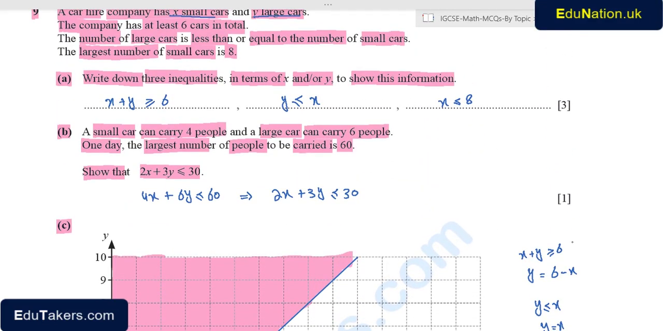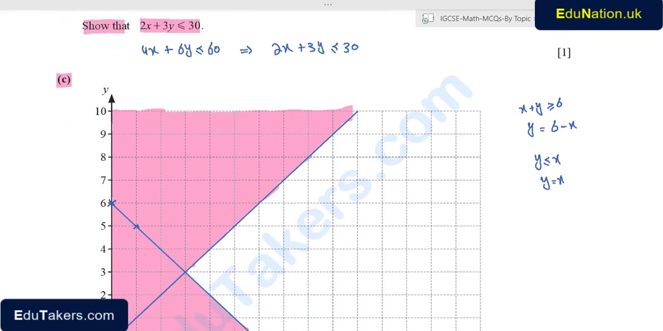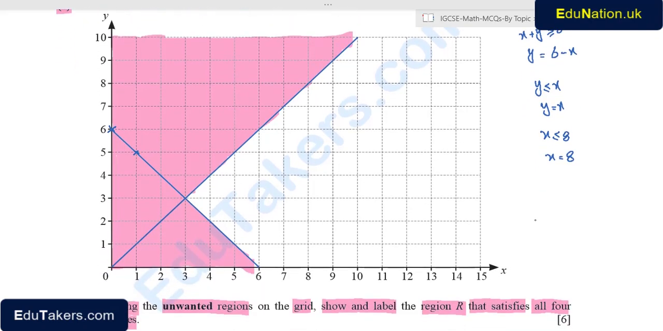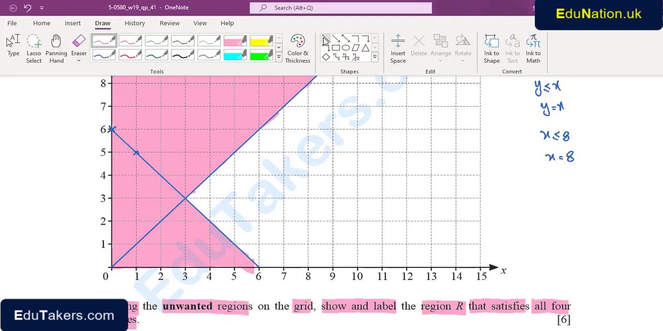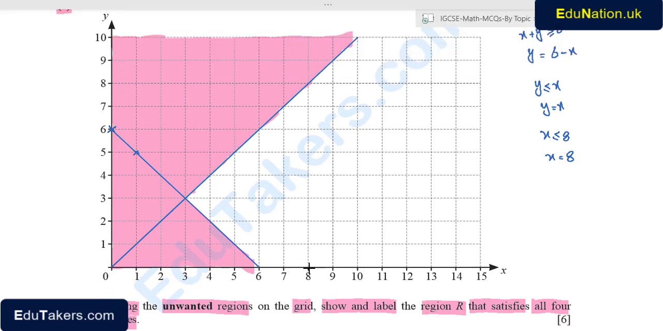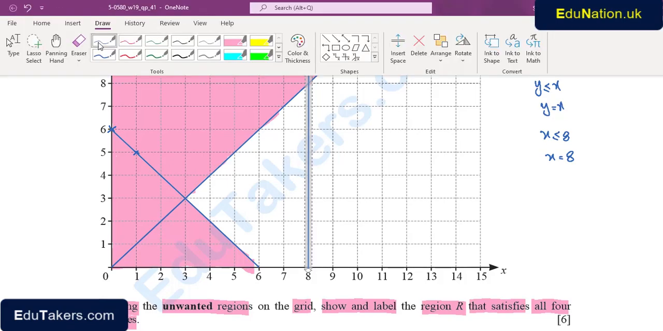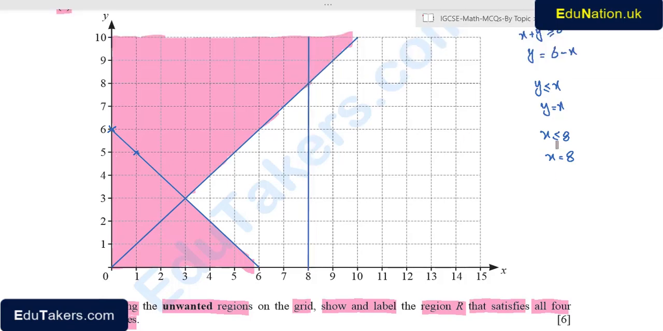Next inequality is x is less than or equal to 8, and its equation is x equals 8. This will be a vertical line passing through 8. And x is less than or equal to 8, so the unwanted region is on the right side of this line.